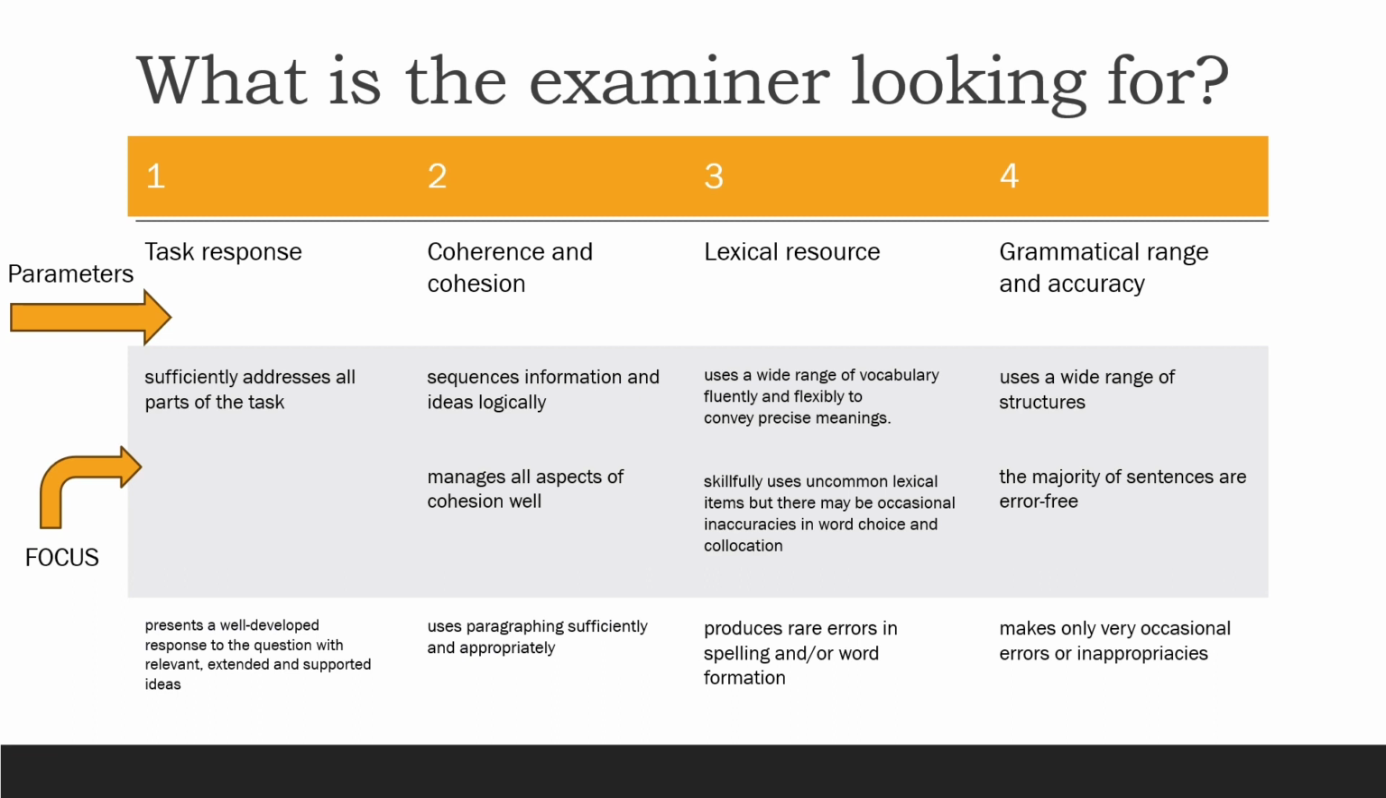Before going towards writing the essay, we must understand what is the expectation of the examiner. What is the examiner looking for? How should I write my essay so that the examiner gets impressed by my essay? I am fulfilling all the requirements which are needed. Task 1 and 2 are judged on the basis of these four parameters: task response, coherence and cohesion, lexical resource, grammatical range and accuracy. We'll explore all these four parameters in detail.